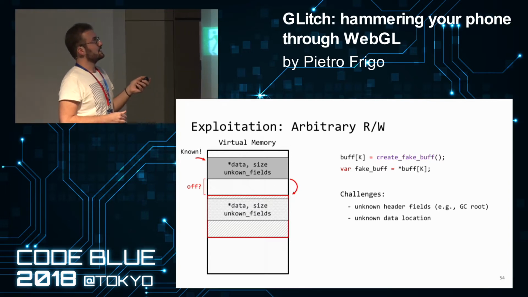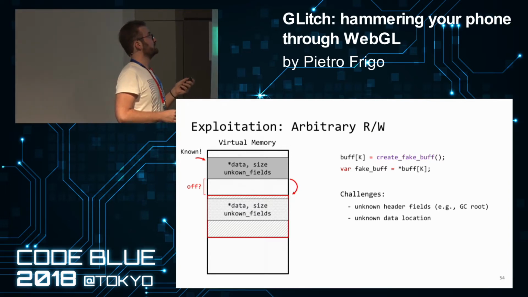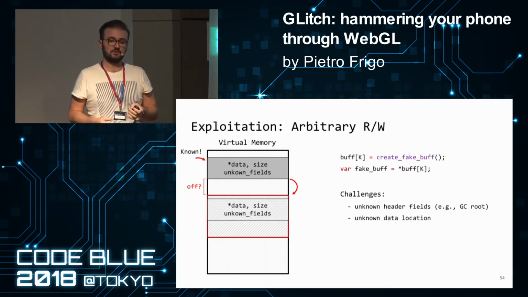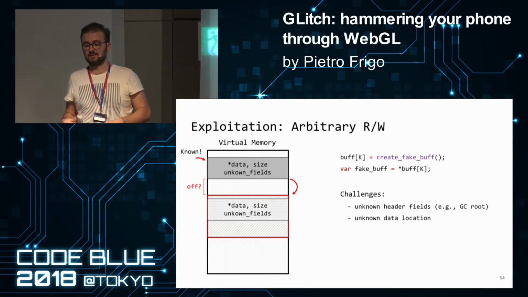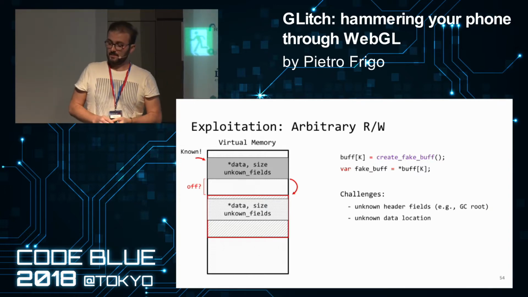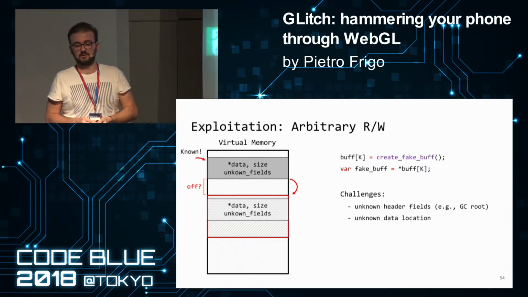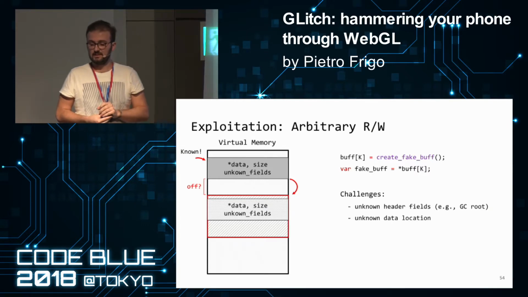You can know the location of the header, because that's the reference that you will store in your JavaScript array. So you can trigger the bit flip to leak the data and break ASLR. But you cannot know the value of the distance between the header and the byte array.